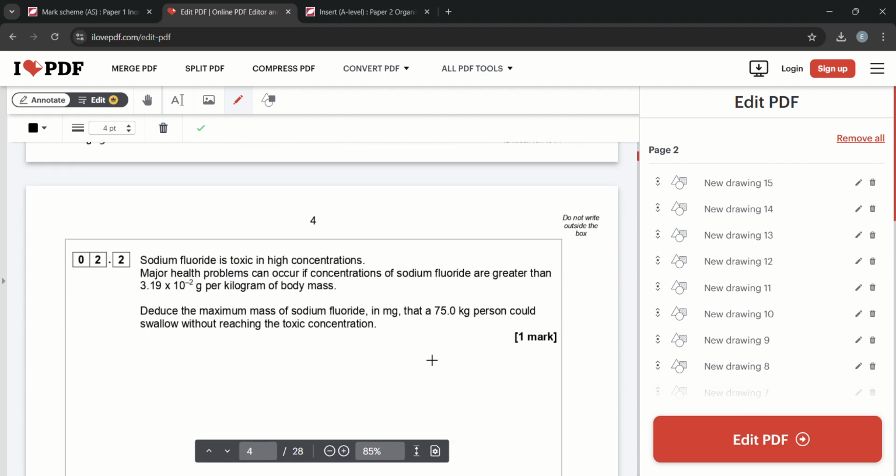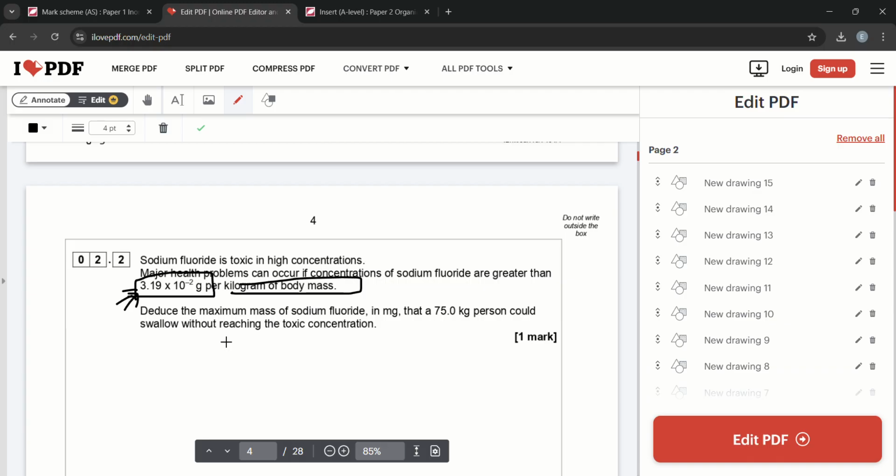Then it says 2.2, sodium fluoride is toxic in high concentrations. Major health problems can occur if the concentration of sodium fluoride is greater than 3.19 times 10 to the power minus 2 grams per kilogram of body mass. Deduce the maximum mass of sodium fluoride in grams that a 75 kg person could swallow without reaching toxic concentration. We know this much per kilogram of body mass. If the concentration is greater than this per body mass, then major health problems happen, therefore it's toxic.